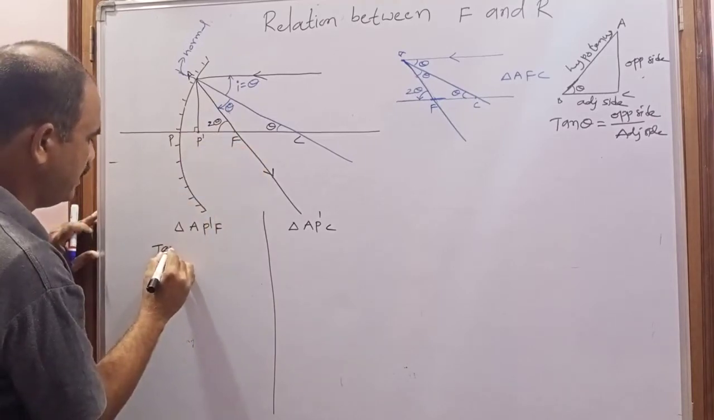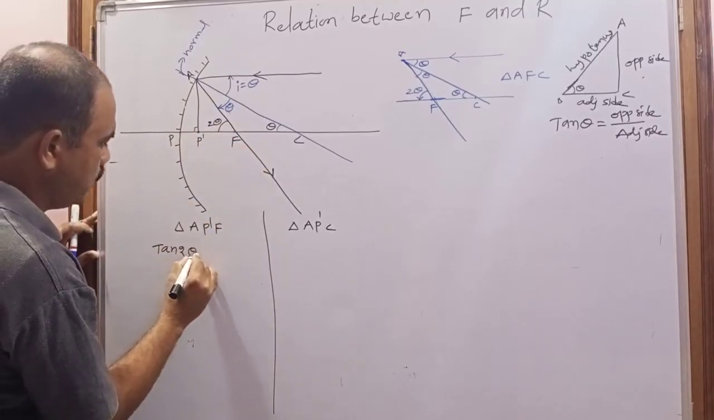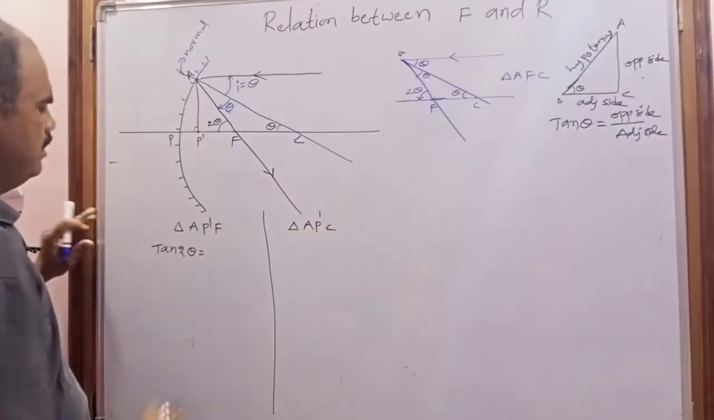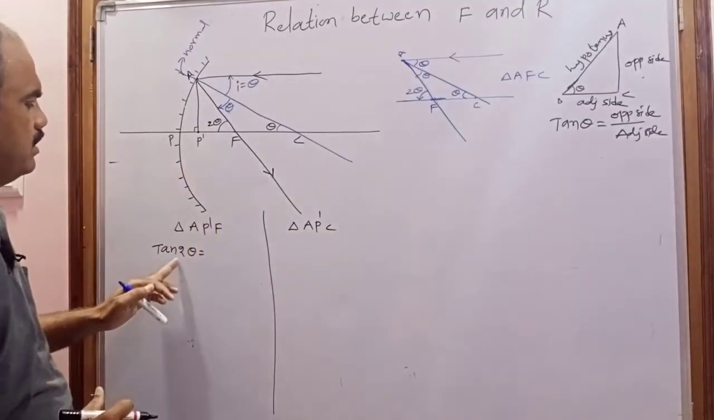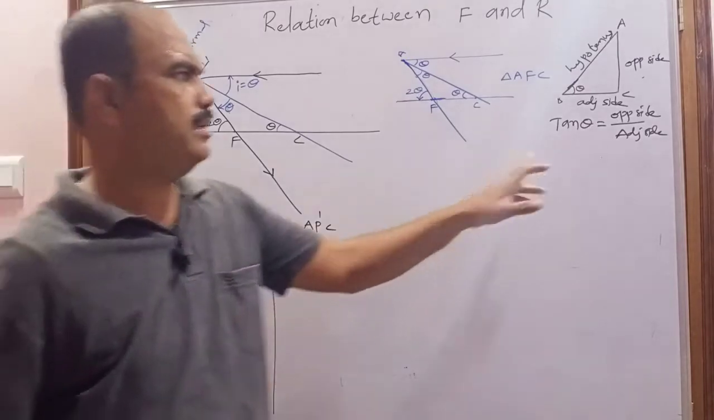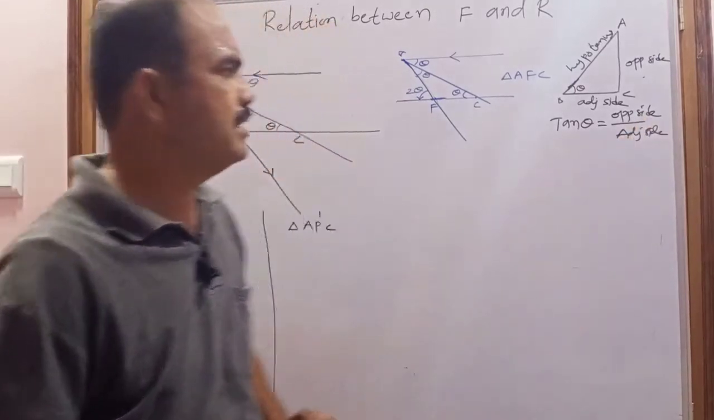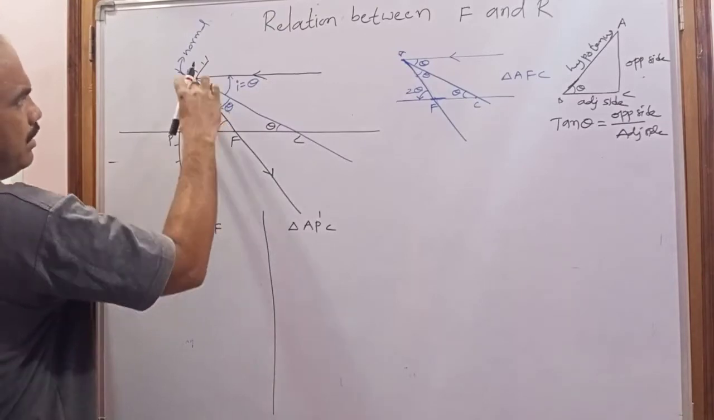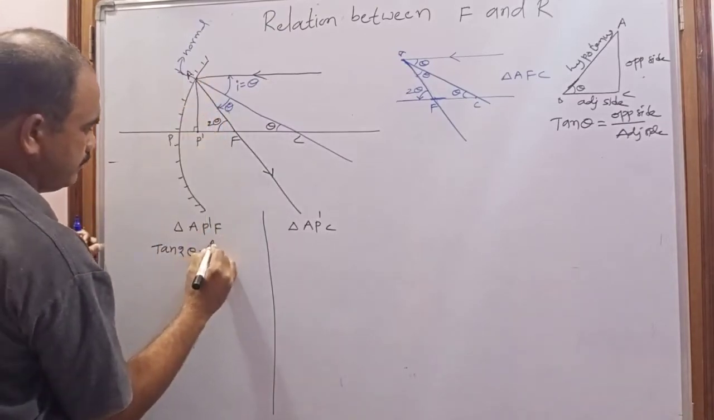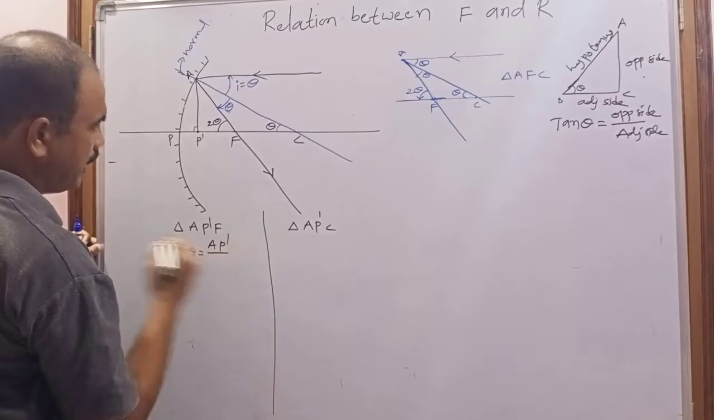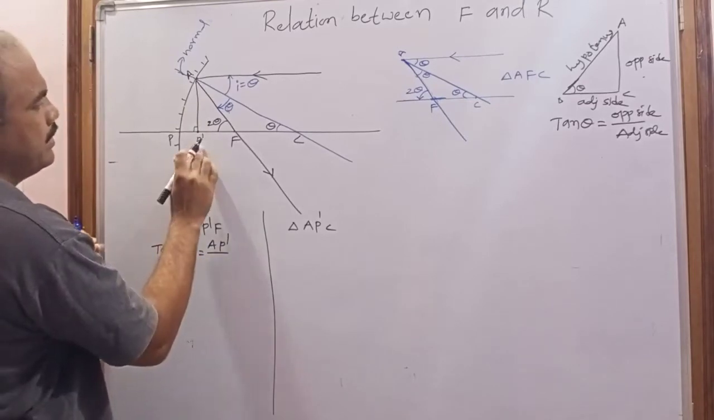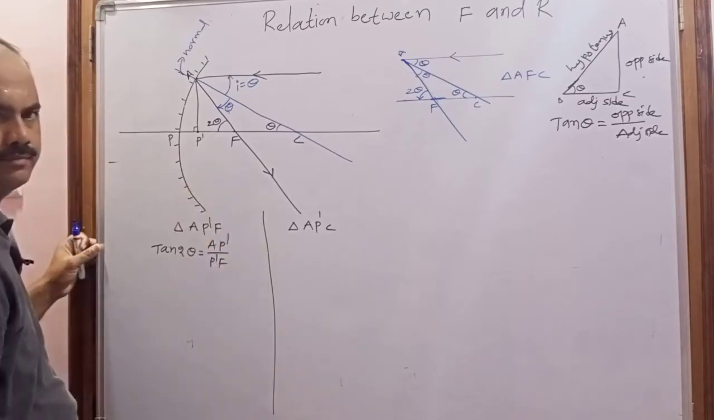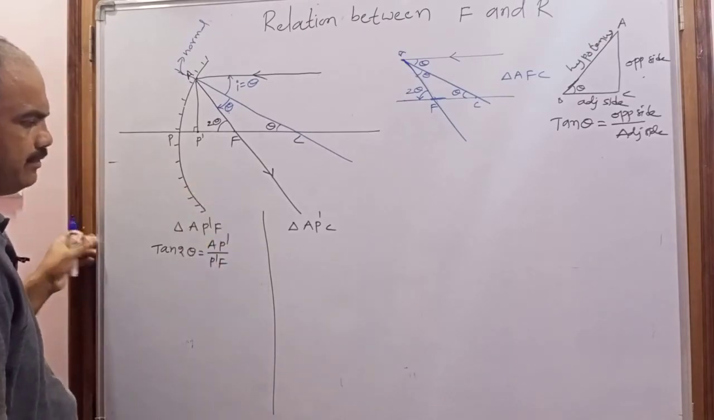That's why in that figure I am taking tan 2 theta. Tan 2 theta is like tan theta. What is the formula of tan theta? Opposite side by adjacent side. So what is the opposite side for this 2 theta? AP', by what is the adjacent side? P'F.